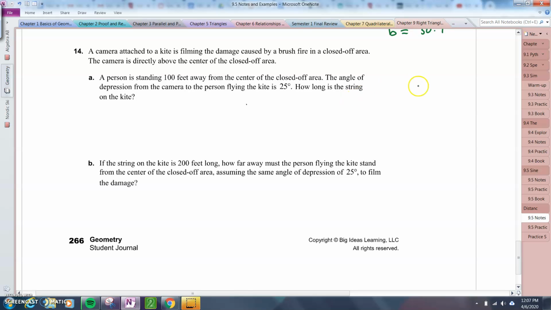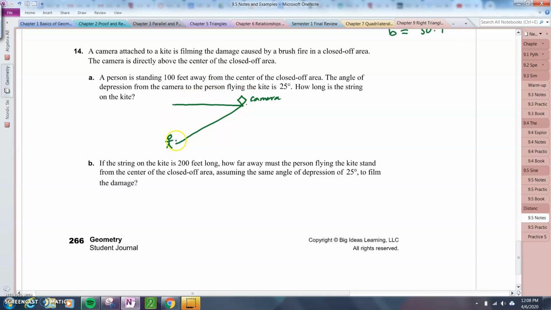All right, so what I'm imagining is a little hard to visualize, but there's some kite up here, and it's got a camera on it. And it's got an angle to the person who's flying it. Here's the person over here. The angle it's going to create is going to be 25 degrees. So the angle of depression, remember, is looking down from the horizon. So you're going to look at it like this.